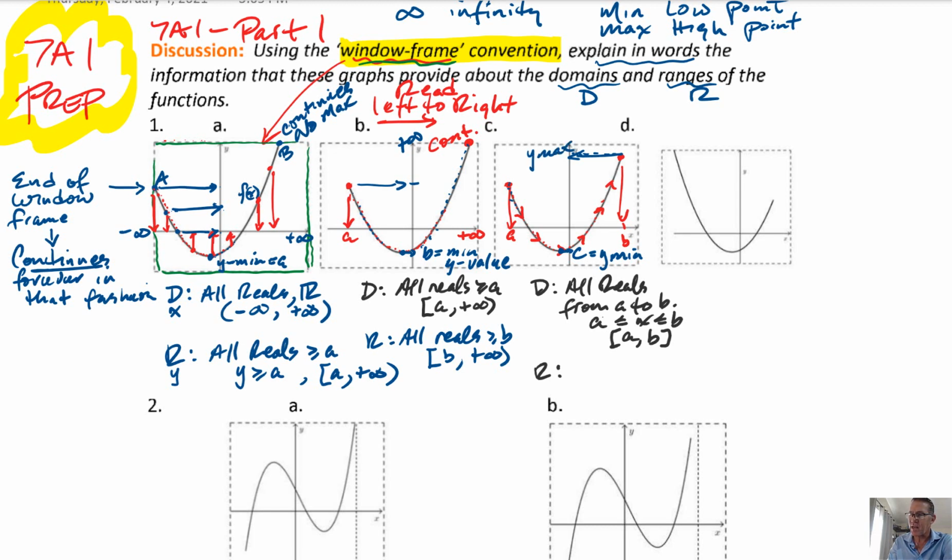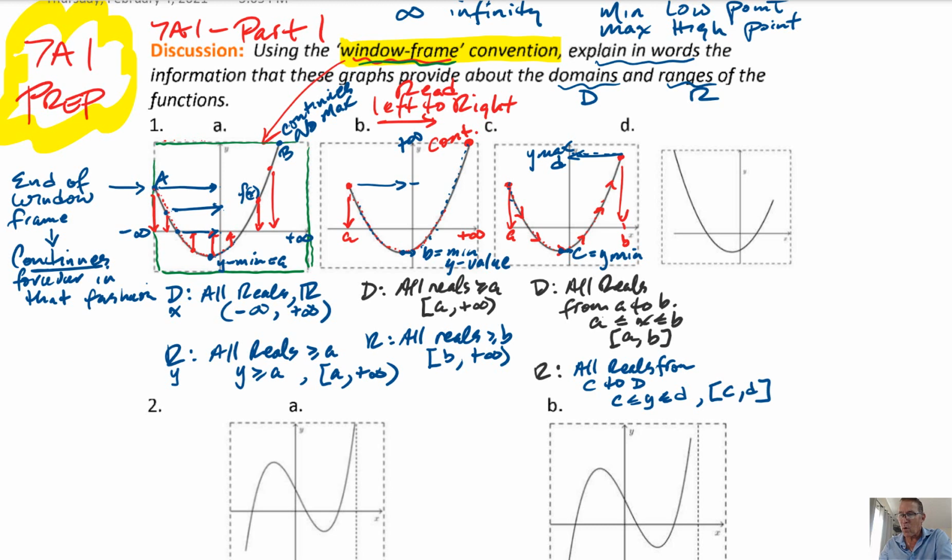Let me see, A, B, C, and then we're at D. So let's call the y max equal to D. So the range is all reals from C to D. The way you write that is C less than or equal to y, because we're talking about y values, less than or equal to D. And in closed interval notation, you write it as C comma D.